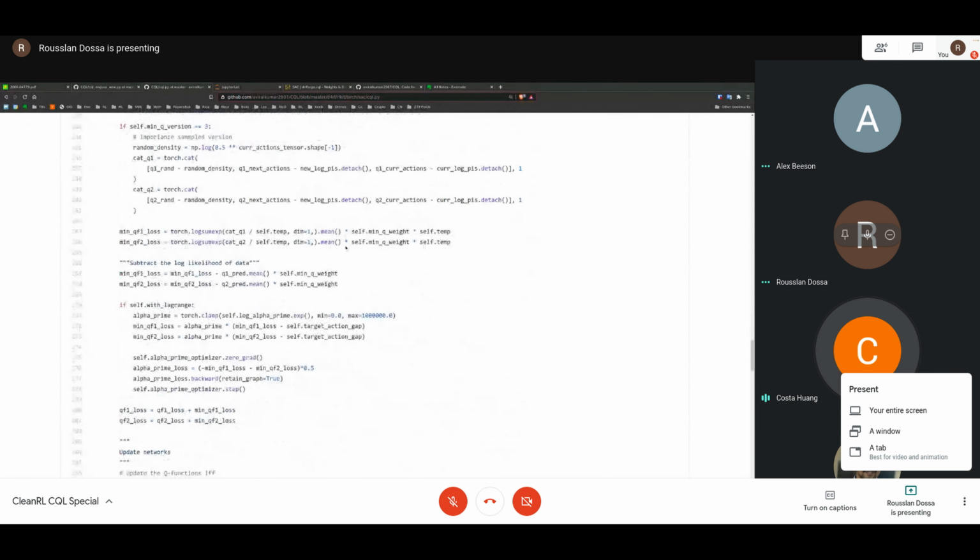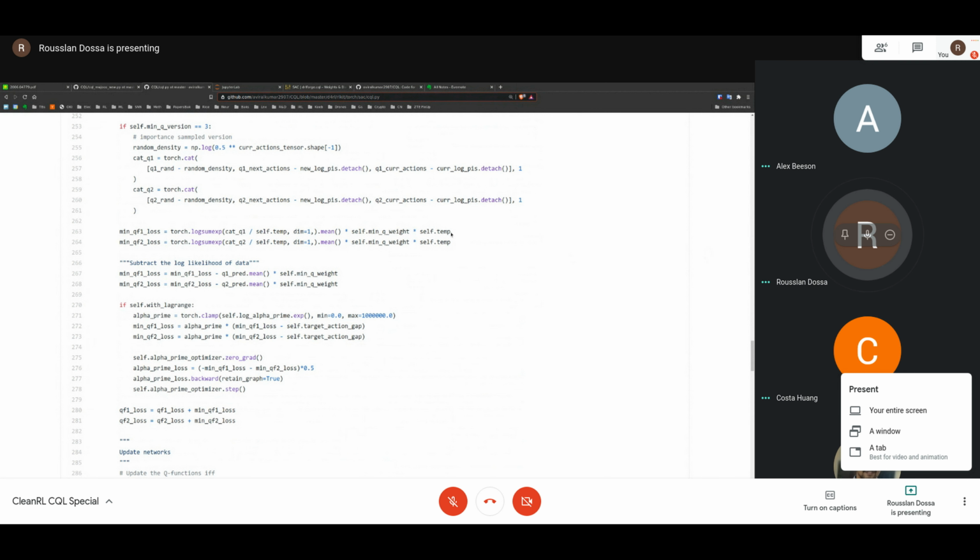Wait, so Ross, on a very high level, do you feel that Alex's implementation is in line with yours? Conceptually, yes. Okay. Simpler, probably. Simpler is better.